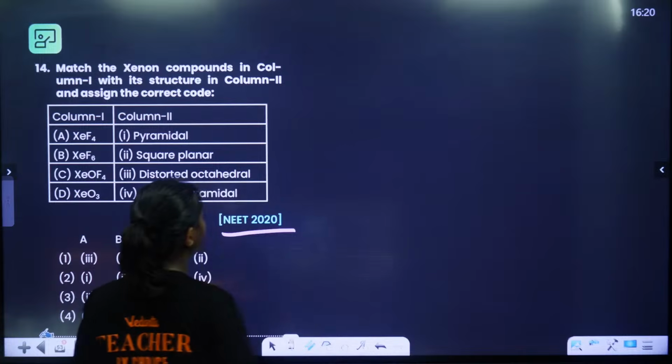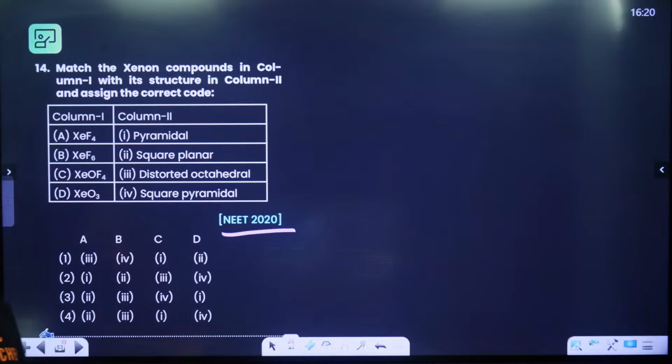இது NEET 2020 ஓட question. Okay, NEET 2020 ல வந்து, so yeah, it is NEET 2020 question.